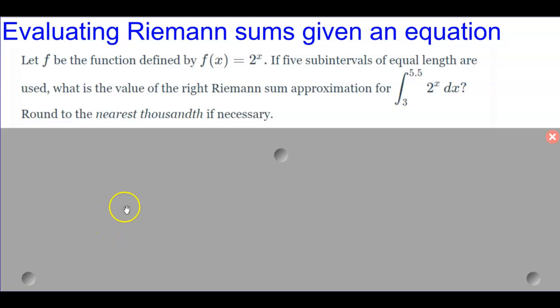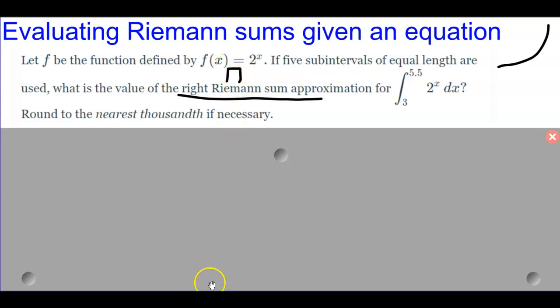All right, let's go over this. A couple things you need to look at. We have the function 2 to the power of x. Now that's our doubling function. If you think of it, it's just going to be increasing. It's going to double its amount each period. And we have to find the area under the curve using the right Riemann approximation.